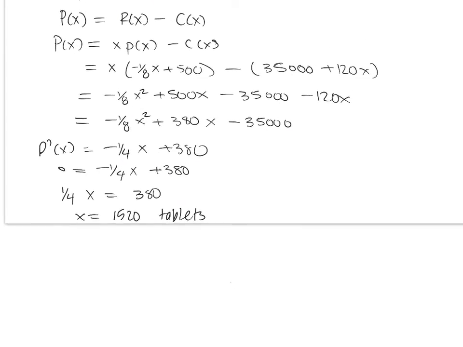Okay, so how would you find your price then? What do you plug that little thing into? The first one, yep. So little p of 1520, or negative 1/8 times 1520 plus 500, right? And I think it's 310. So sell each tablet for $310 and then you will make the most amount of money.